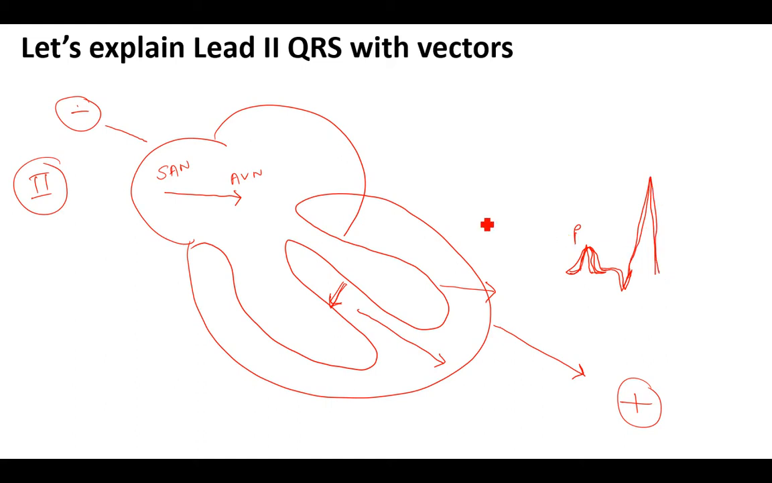And the last vector that depolarizes the posterobasal part is moving away from lead 2, so it will give a negative deflection. Okay, so this is the Q, this is R, and this is S. So in this way you can see how the QRS complex is formed by applying your knowledge of cardiac vectors.